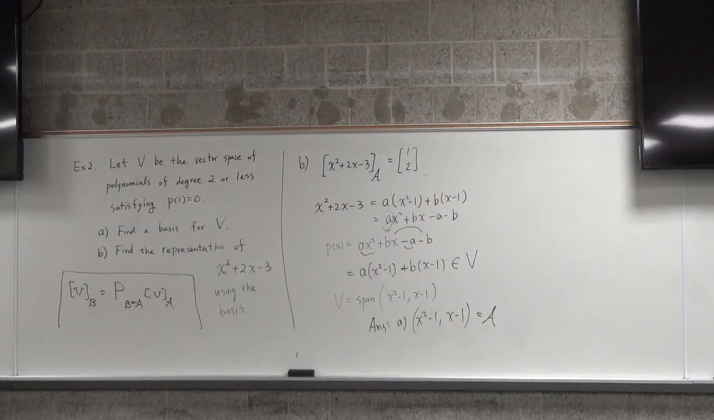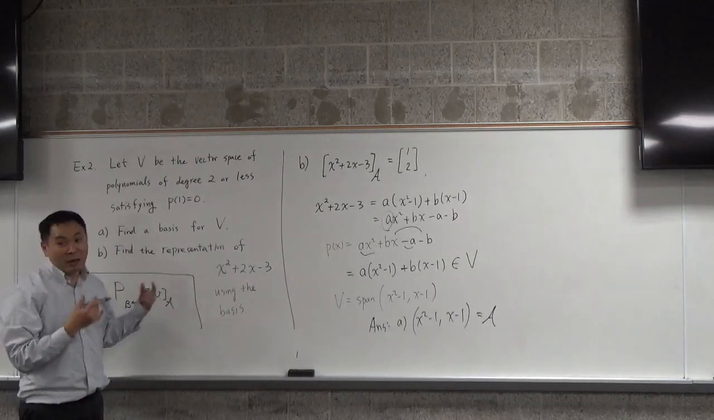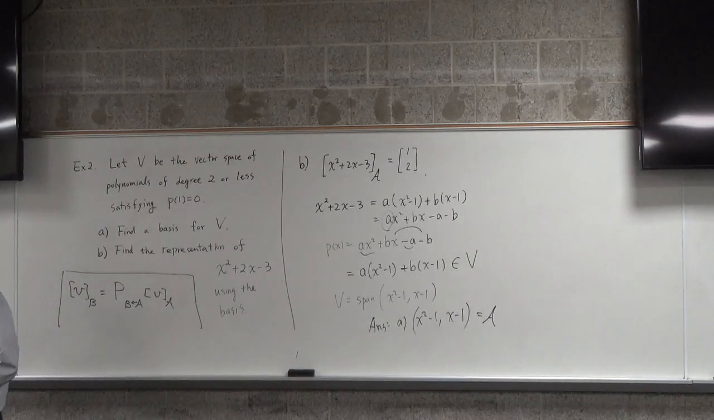So that's an example where you can have an abstract vector space, choose a basis, and represent any vector as a column vector.